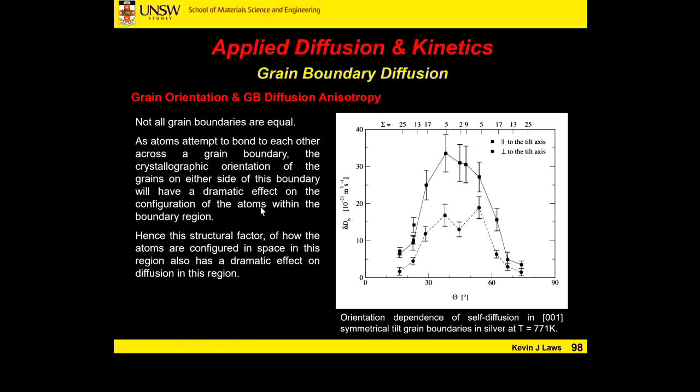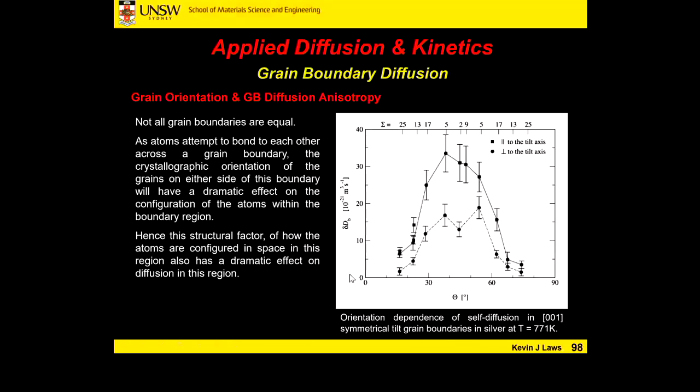So as atoms attempt to bond to each other across the grain boundary, the crystallographic orientation of the grains on either side of the boundary will have a dramatic effect on the configuration of the atoms within the boundary region. So this is a structural factor, which determines how the atoms are configured in space in the region, which naturally is going to have an effect on diffusion in that region.